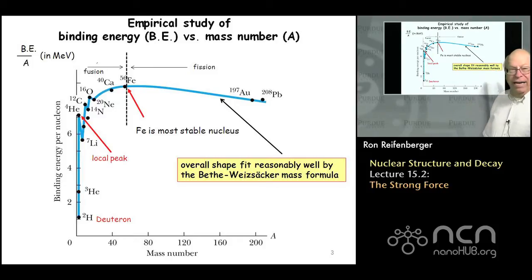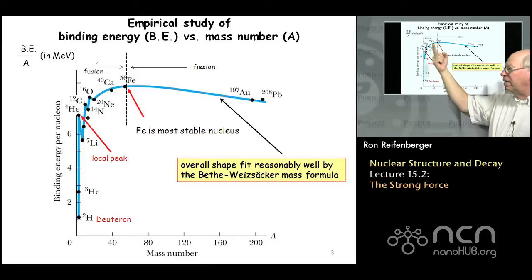And what you can find from this curve is a number of very interesting things. The first thing you realize is that for these very lightweight nuclei, the binding energy per nucleon is rather small, which means it's reasonably easy to separate these nuclei compared to, for instance, the case of iron-56, the most stable nucleus known.